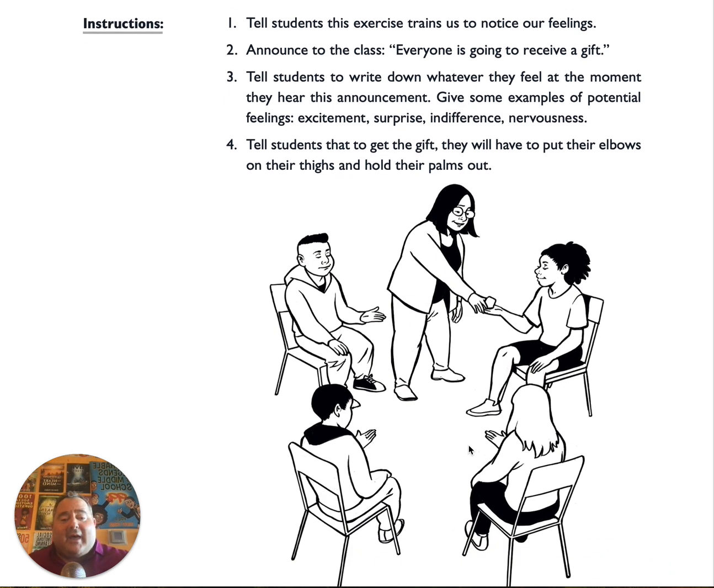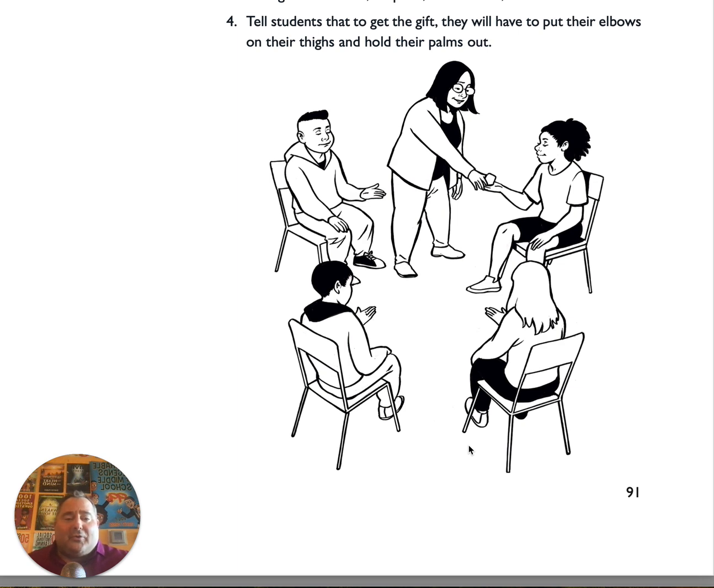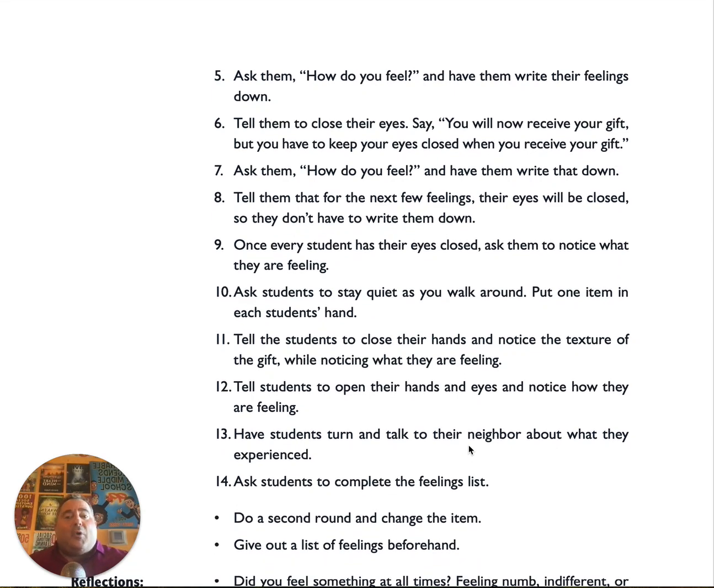And after doing that, and this is the picture of when you actually put something in the palm with the eyes closed. We'll get to that in a moment. And ask them, okay, how do you feel? And then write their feelings down. So you first write their feeling down of how do they feel receiving the gift, and now how do you feel about the fact that you're going to have to hold your palm like this to get the gift. Some students might have the same feeling, and you can say sometimes it's changed.